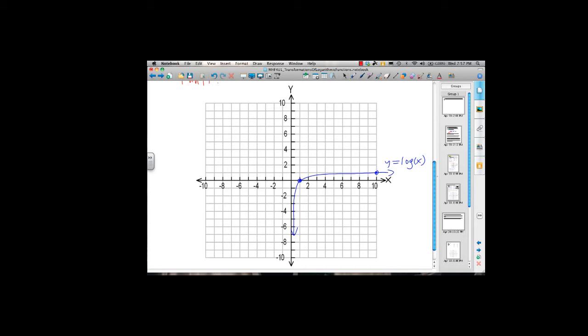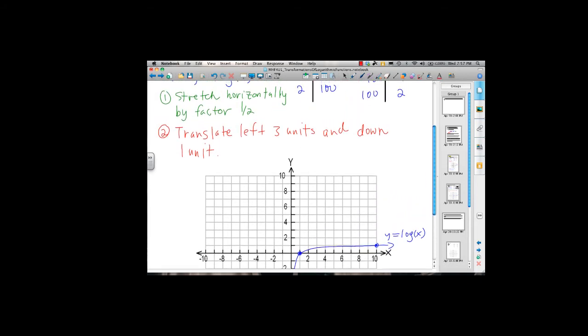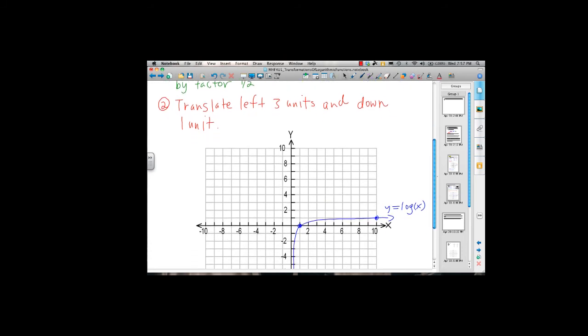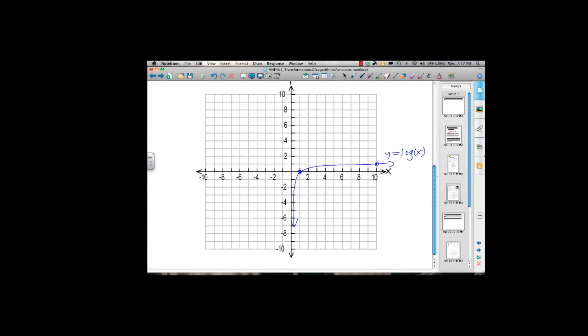Now we're going to perform the 2 transformations we outlined above. The first one, to recap, is to stretch my function horizontally by a factor of 1/2. Taking the 2 points that I graphed as a reference, my original x-intercept was at (1, 0). If I stretch that horizontally by a factor of 1/2, I take the x-coordinate of that point and multiply it by 1/2, so it would now be located at (0.5, 0). Similarly, the point that was at (10, 1) would now be at (5, 1).